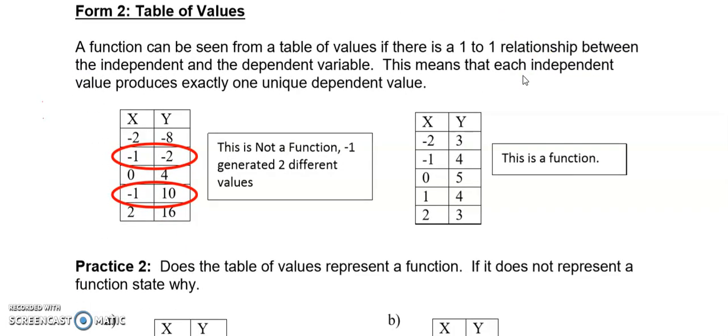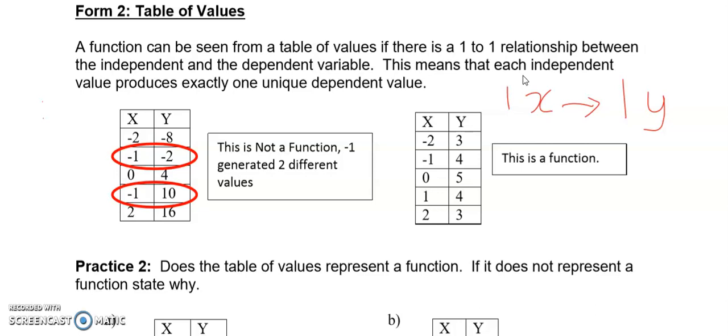And now we're going to look at, on page 3, a table of values. How can you tell by looking at a table of values if the relation represents a function or not? Well, it goes back to the definition of what a function is. Remember what we said a function was. One x, or the independent variable, usually that's x, can only give you back one value of the dependent variable, and that in most cases is y.